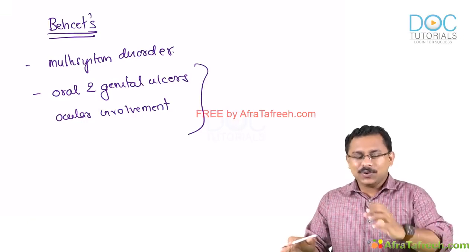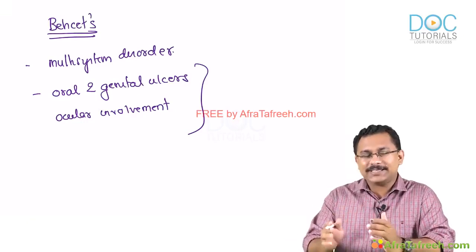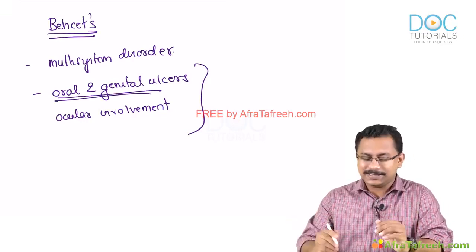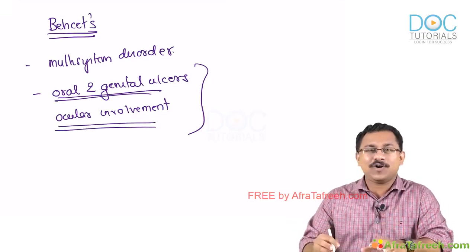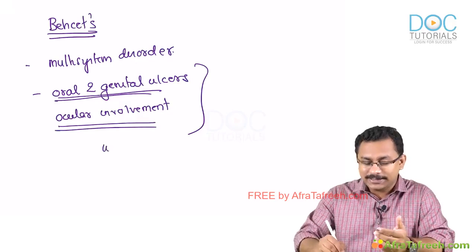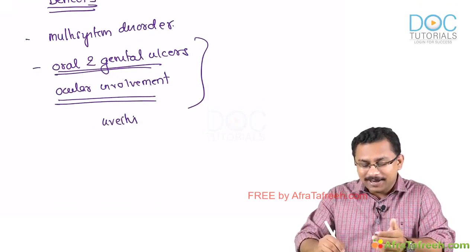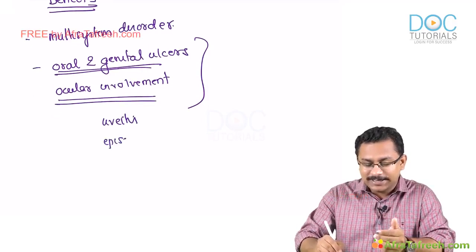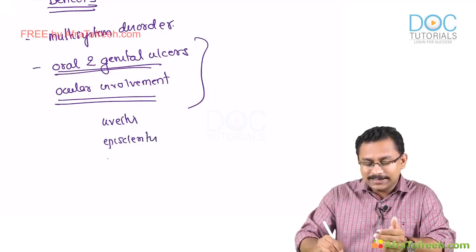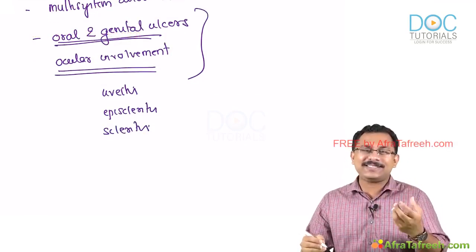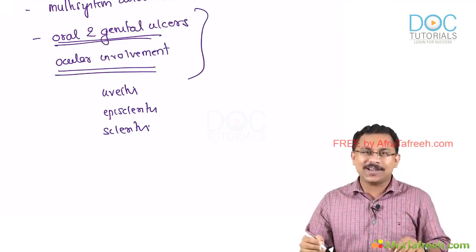So when I talk of the manifestations, one thing is I've already told you they can have oral and genital ulcers. Second, in ocular involvement, they can have uveitis, episcleritis or scleritis. They may also have manifestations corresponding to other organ system involvement.